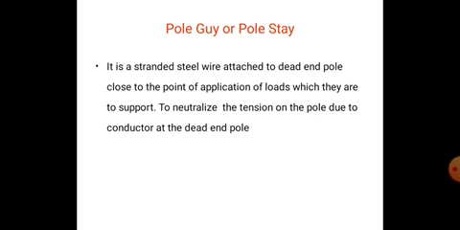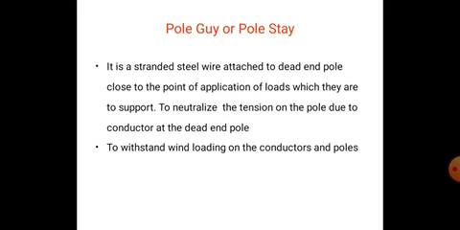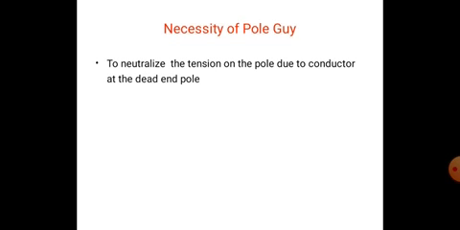It is a standard steel wire attached to the dead end pole close to the point of application of loads, which they are to support, to neutralize the tension on the pole due to conductors at the dead end pole, to withstand wind loading on the conductor side poles, and to keep the pole straight without bending. And the necessity of pole guy is to neutralize the tension on the pole due to conductor at the dead end pole.